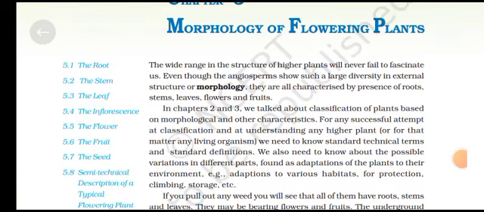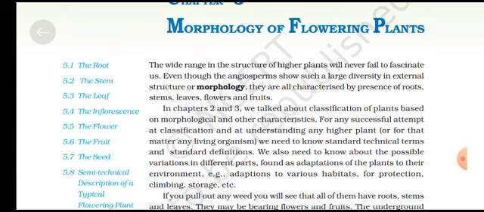Morphology of a flowering plant. The wide range in the structure of a higher plant will never fail to fascinate us, even though the angiosperms show such a large diversity in external structure or morphology. They are all characterized by the presence of root, stem, leaves, flower, and fruits. In chapters 2 and 3, we talked about classification of plants based on morphological and other characteristics.